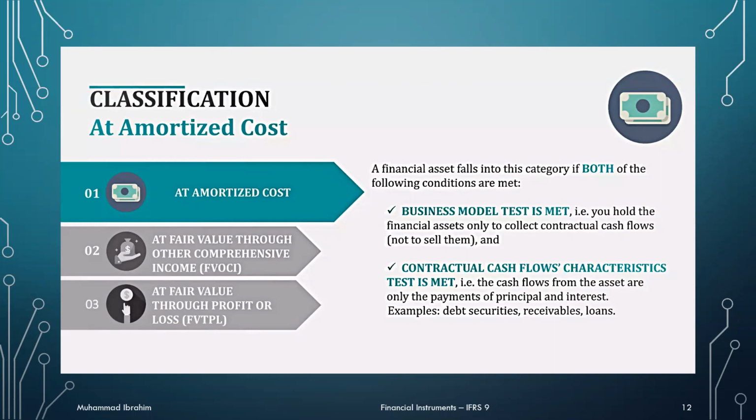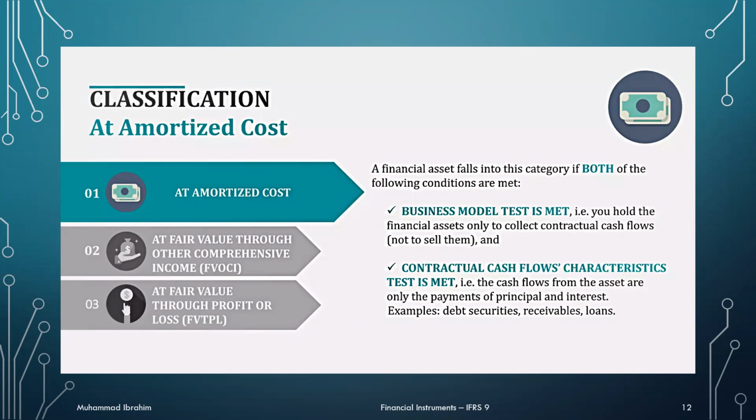The other characteristic is that the cash flows from the asset are only payments of principal and interest. For example, debt securities, receivables, loans. You have provided loans to other companies. All these types of financial assets, which are on your screen as examples, like debt securities, receivables, or loans, mostly achieve these two characteristics, by which you can classify these assets at amortized cost. How we measure at amortized cost, we will see in the later slides.